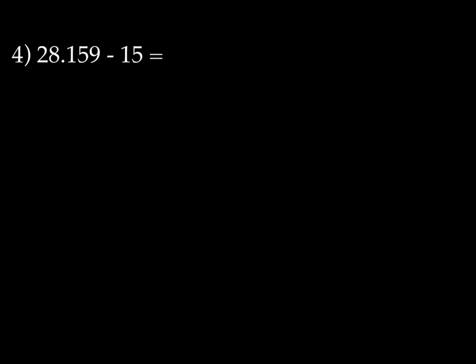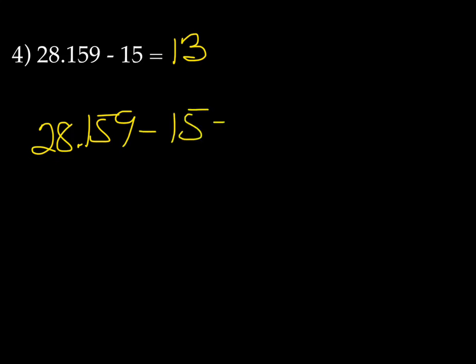For the last problem, I got a final answer of 13. So how did I do that? I put 28.159 minus 15 in my calculator and received an answer like 13.159. Okay. Again, we're doing subtraction, so we're not looking at the number of sig figs, we're looking at the number of digits to the right of the decimal. So 28.159 has 3 digits, 15 has none.